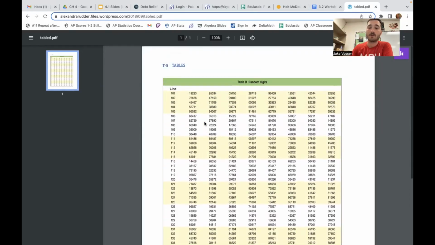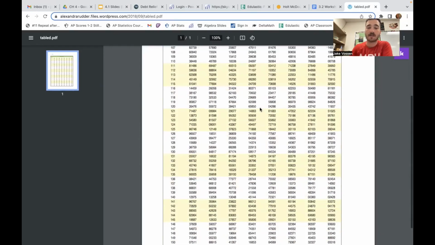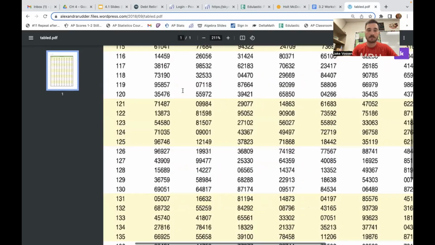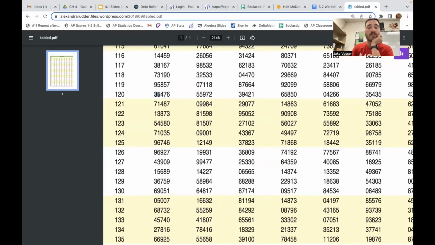So for instance, this is a totally randomly generated list. Say we start at line 120, okay? I'll zoom in here a little bit for you guys. 120, I go to 354, that's my first person. And then you never go from one line to the next, if I remember correctly. Let me double check this. Okay, yes, you do. Sorry.